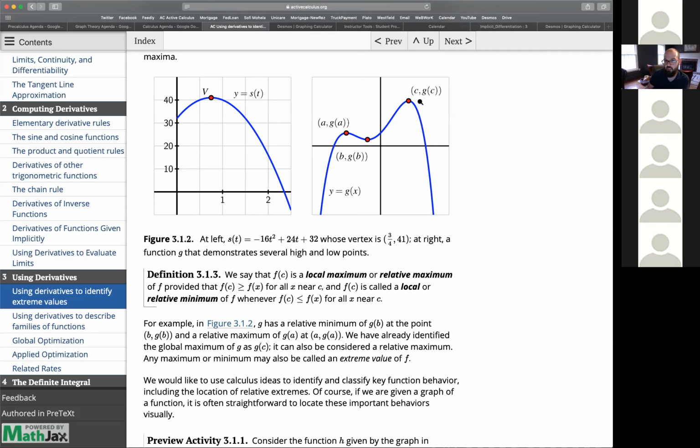And then this is a global max, right? If I look everywhere in my domain, there is no other point that achieves a higher value. So this is both a global max and a local max. Okay, so what we're going to do is think about how I look at these things visually, and how I identify when these are going to occur.